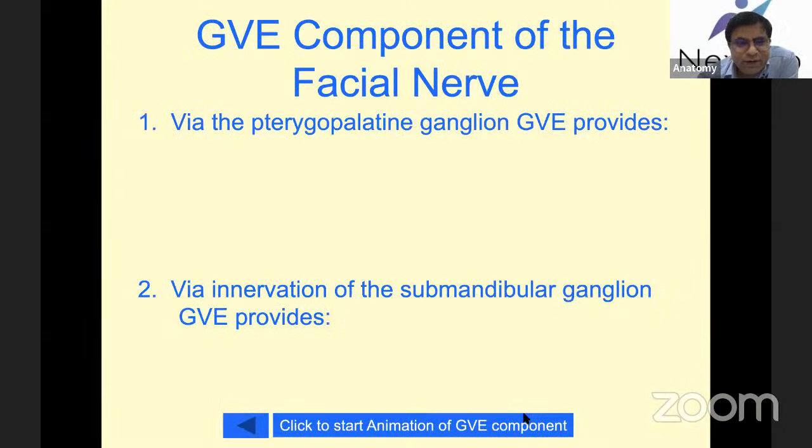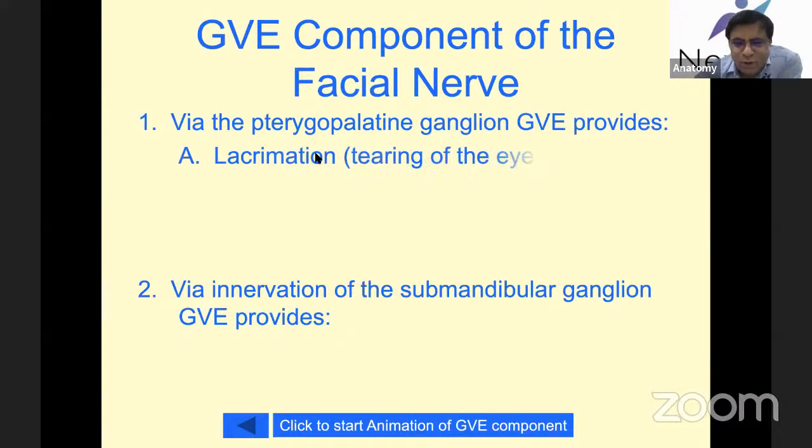Now the next component is the general visceral efferent component of the facial nerve, via the pterygopalatine ganglion. This is about the parasympathetic outflow to the smooth muscles of the glands, and via the submandibular ganglion, it will innervate the two glands, the submandibular and sublingual salivary glands, and this will innervate the lacrimal gland and the mucosal glands of the nose, pharynx, and the palate.